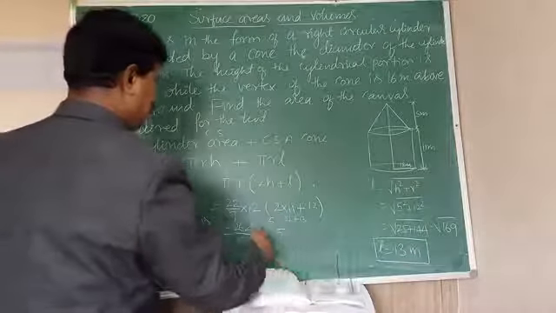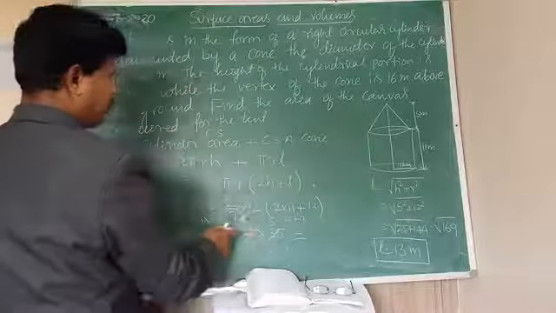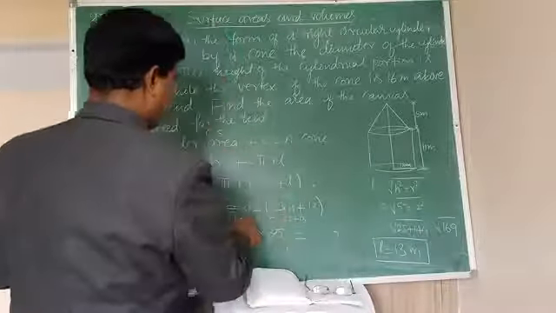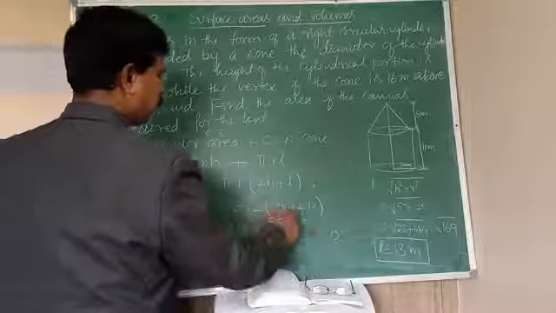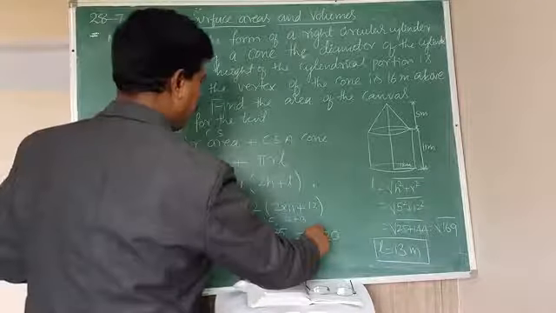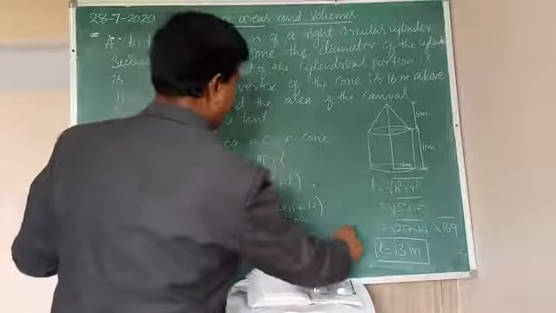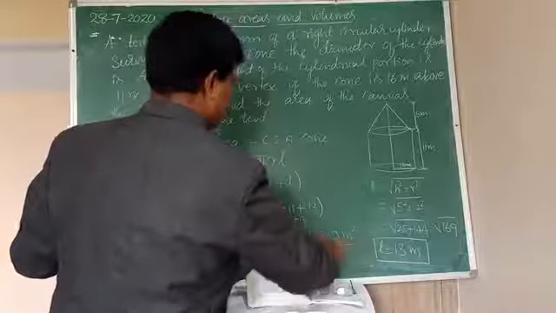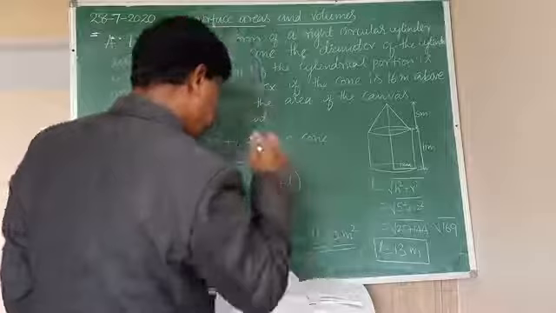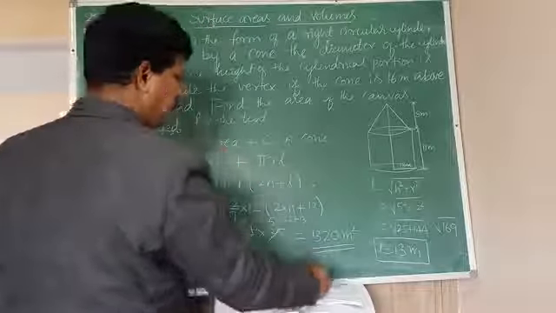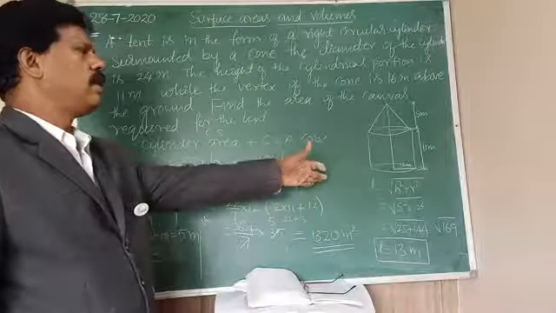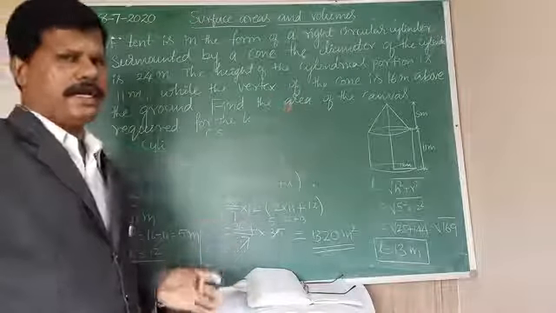So here multiply this. 5 4s are 20, carry 2. 5 6s are 30 plus 2, 32, carry 3. 5 2s are 10 plus 3, 13. So 1320 square meters of cloth, canvas, is required to build this tent.